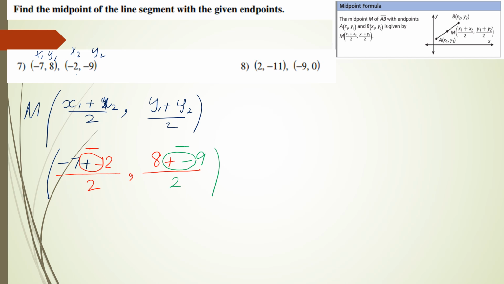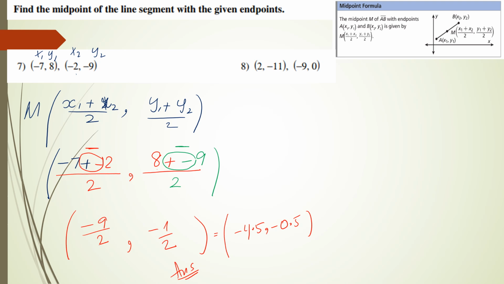Now solve it. Either use the calculator or use mental math. Minus 7 minus 2 gives you minus 9 divided by 2. 8 minus 9 gives you minus 1 divided by 2. Since 9 and 1 are not divisible by 2, just write it as it is, or if you want to write it in decimals, you can convert the fraction into decimal as negative 4.5 and negative 0.5. Or stop it over here. Both answers are acceptable. Next question.